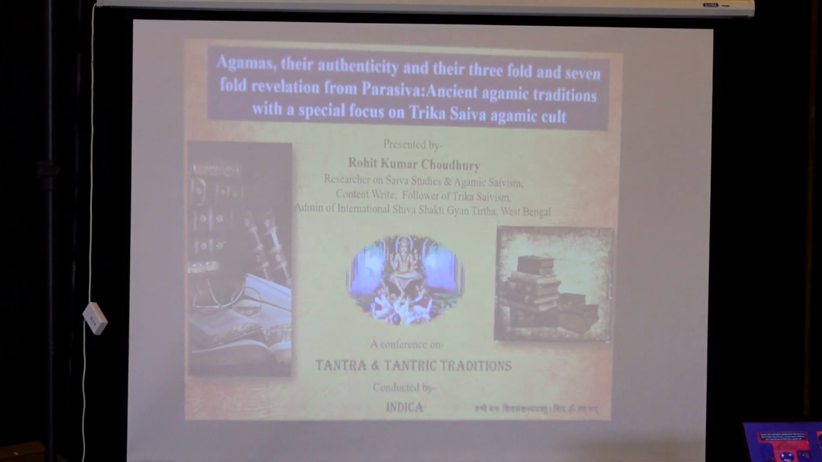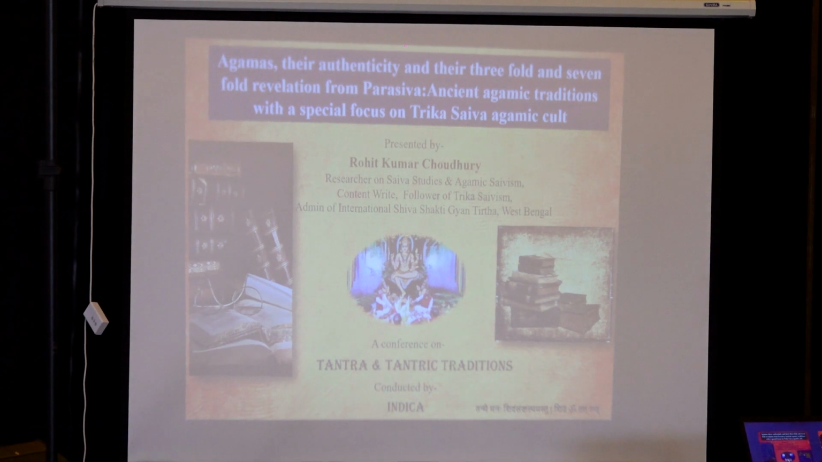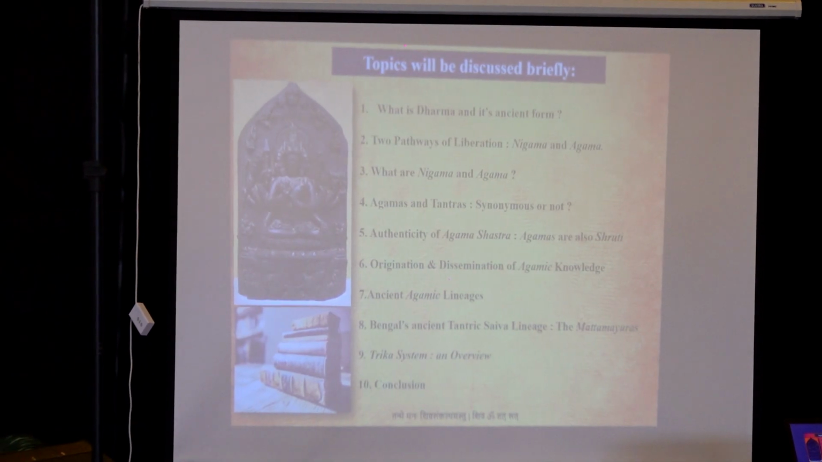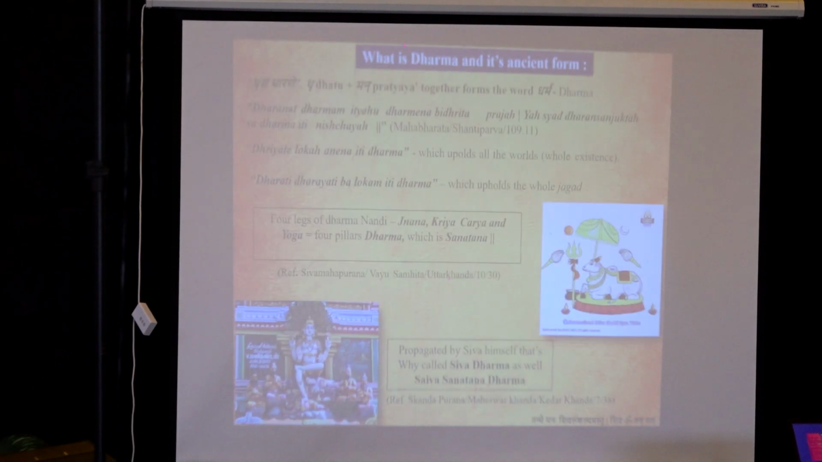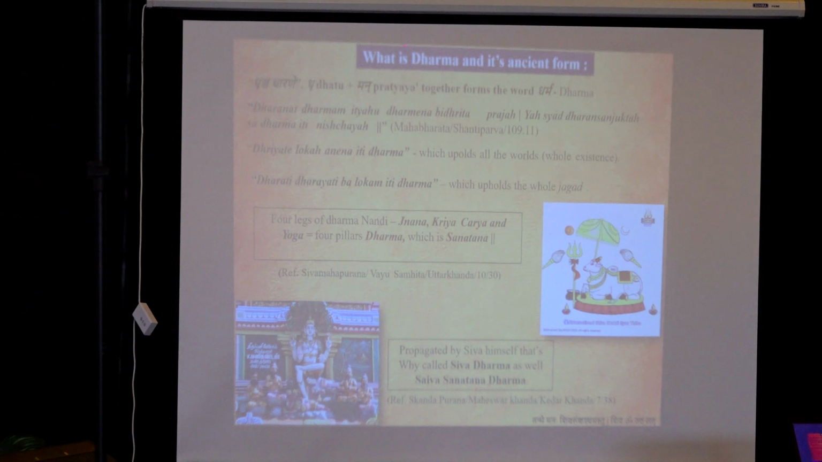Actually, this is the symbol of Dharma, which we call Dharma Nandi. There are four legs of him, addressed as Yoga, Kriya, Jnana, Charya. It is the ancient symbol of our actual Sanatan Sanskriti. And it was propagated by Shiva, from the mouth of Shiva, from the ancient time.